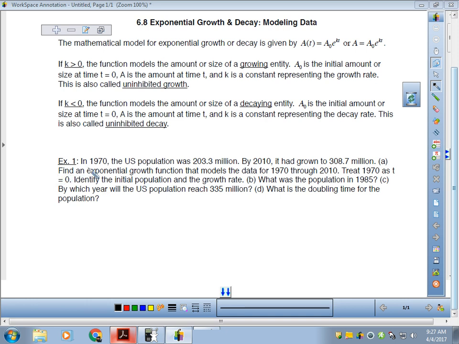Example 1 says, in 1970, the U.S. population was 203.3 million. By 2010, it had grown to 308.7 million. Part A asks us to find an exponential growth function that models the data for 1970 to 2010, and to treat 1970 as t equals 0. Identify the initial population and the growth rate. Well, we can already identify the initial population because 1970 is time 0, and they told us in 1970 it was 203.3 million. So a sub 0 we already know is 203.3.